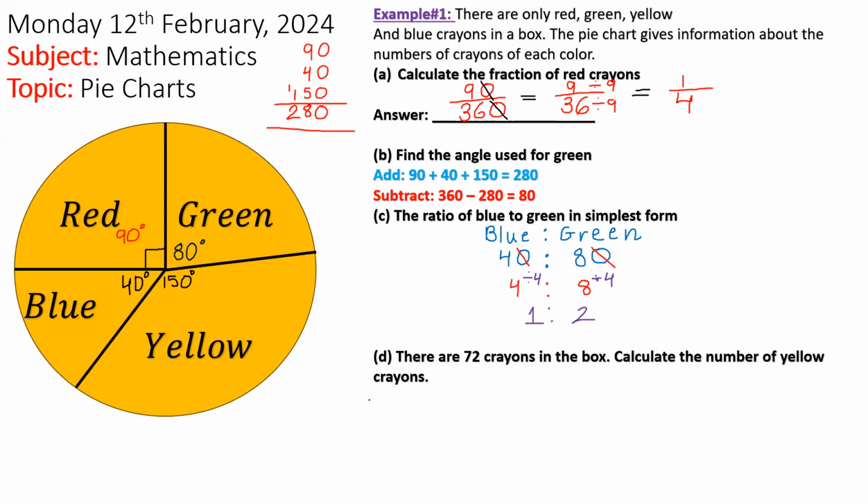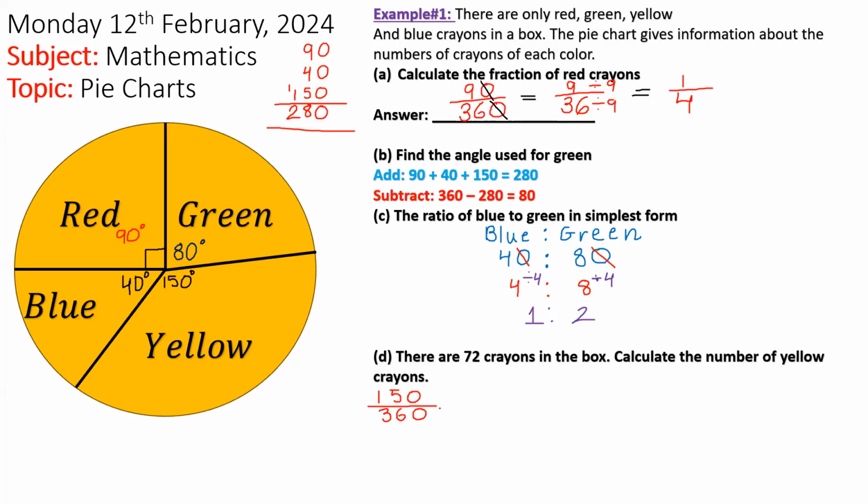Let us figure out the fraction for yellow. If I asked you to give me the fraction for yellow, what would you tell me? 150 over 360. Very good. So we're going to say 150 all over what? 360. Very good. So that's the fraction of what? Yellow crayons, right?